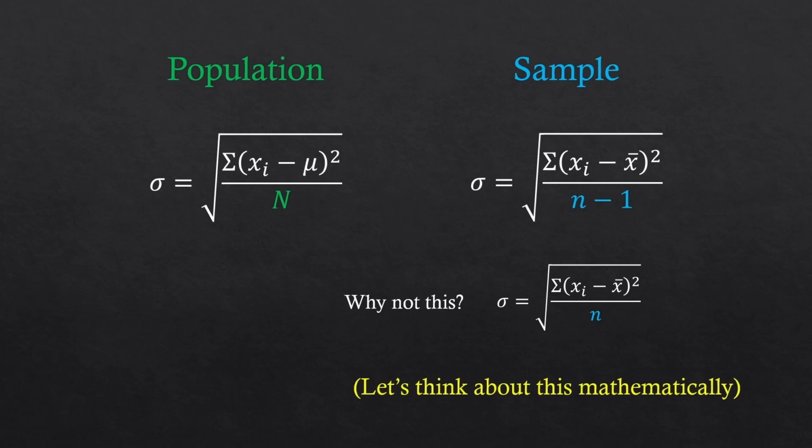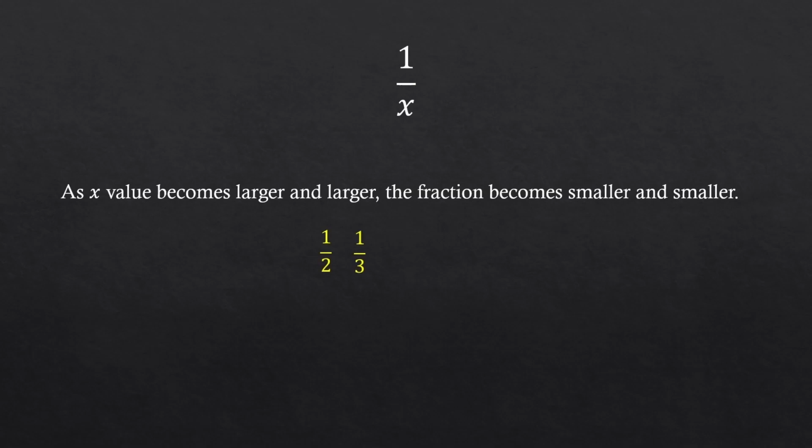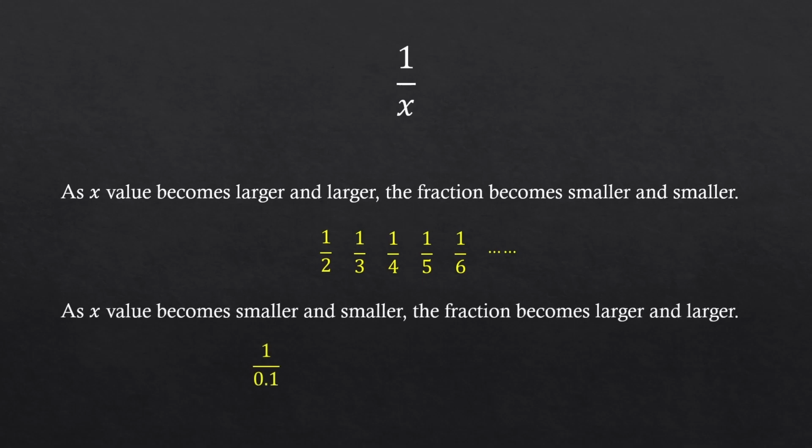Let's think about this mathematically. Say we have 1 over x, where x is some number. As x value becomes larger and larger, this whole fraction becomes smaller and smaller. Agree? And similarly, as x value becomes smaller and smaller, this whole fraction becomes larger and larger. So we have to think this oppositely when changing the denominator, right? Even high school students know about this.